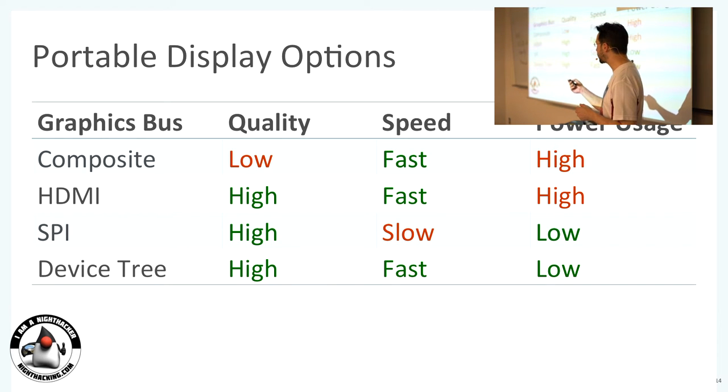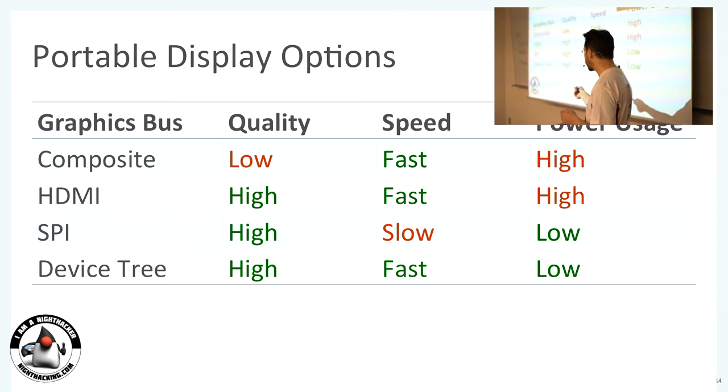Some displays support SPI, which is a serial peripheral interface. SPI is good quality, but it's very slow because the bus is designed for hooking up electronics, like things which interface with the Raspberry Pi. If you send display data over it, you only get about 10 to 15 frames per second. So for the NES emulation, we need 60 frames per second to be accurate, to have full frames.